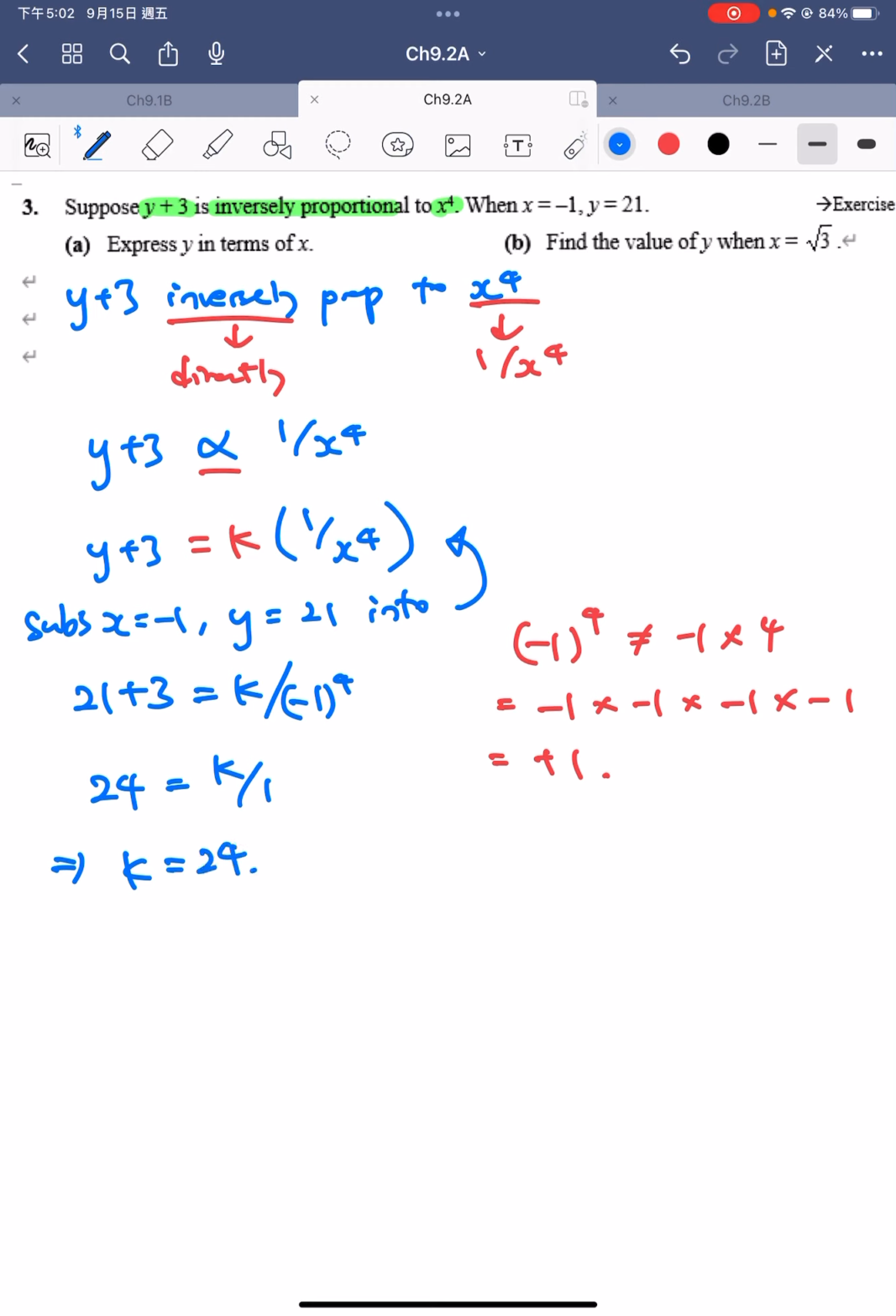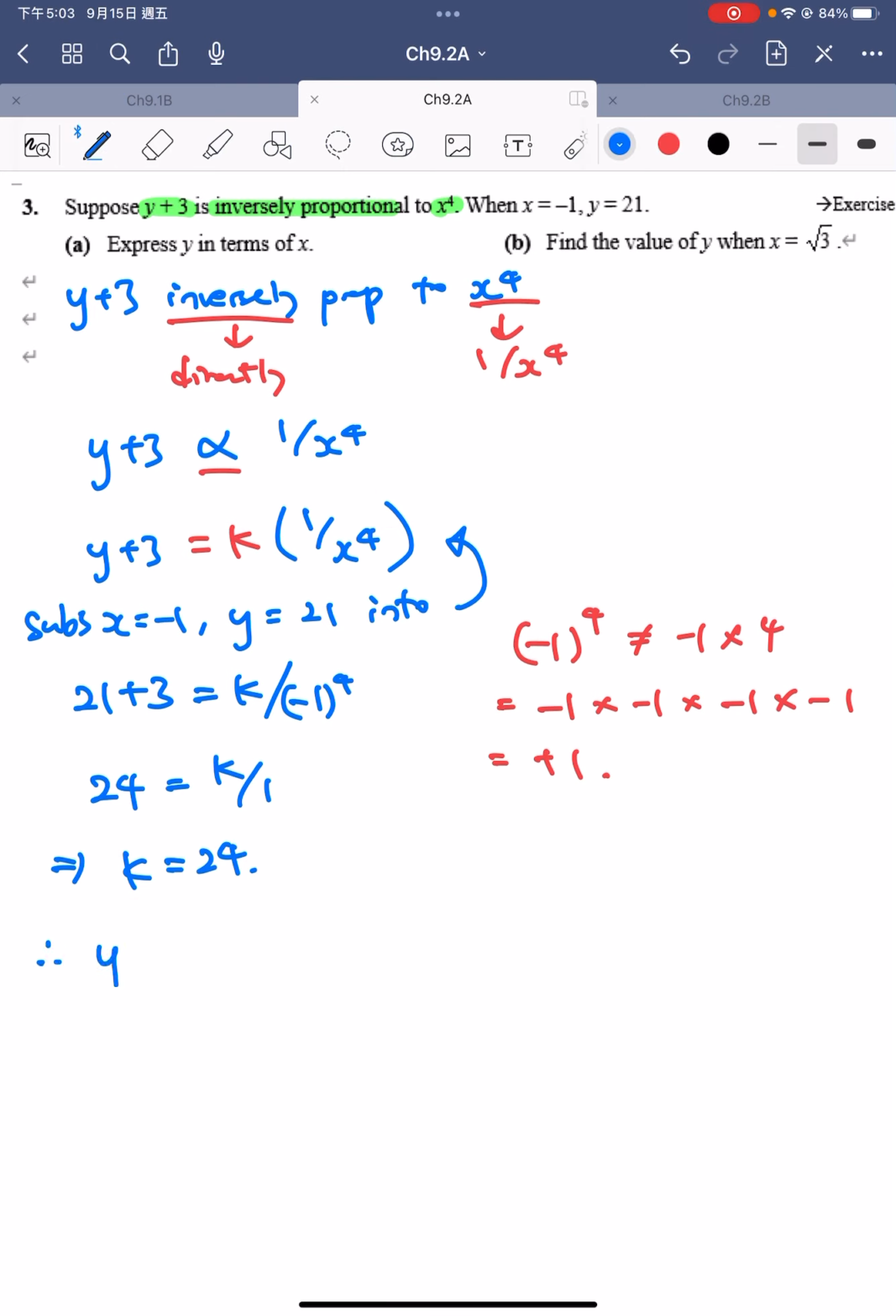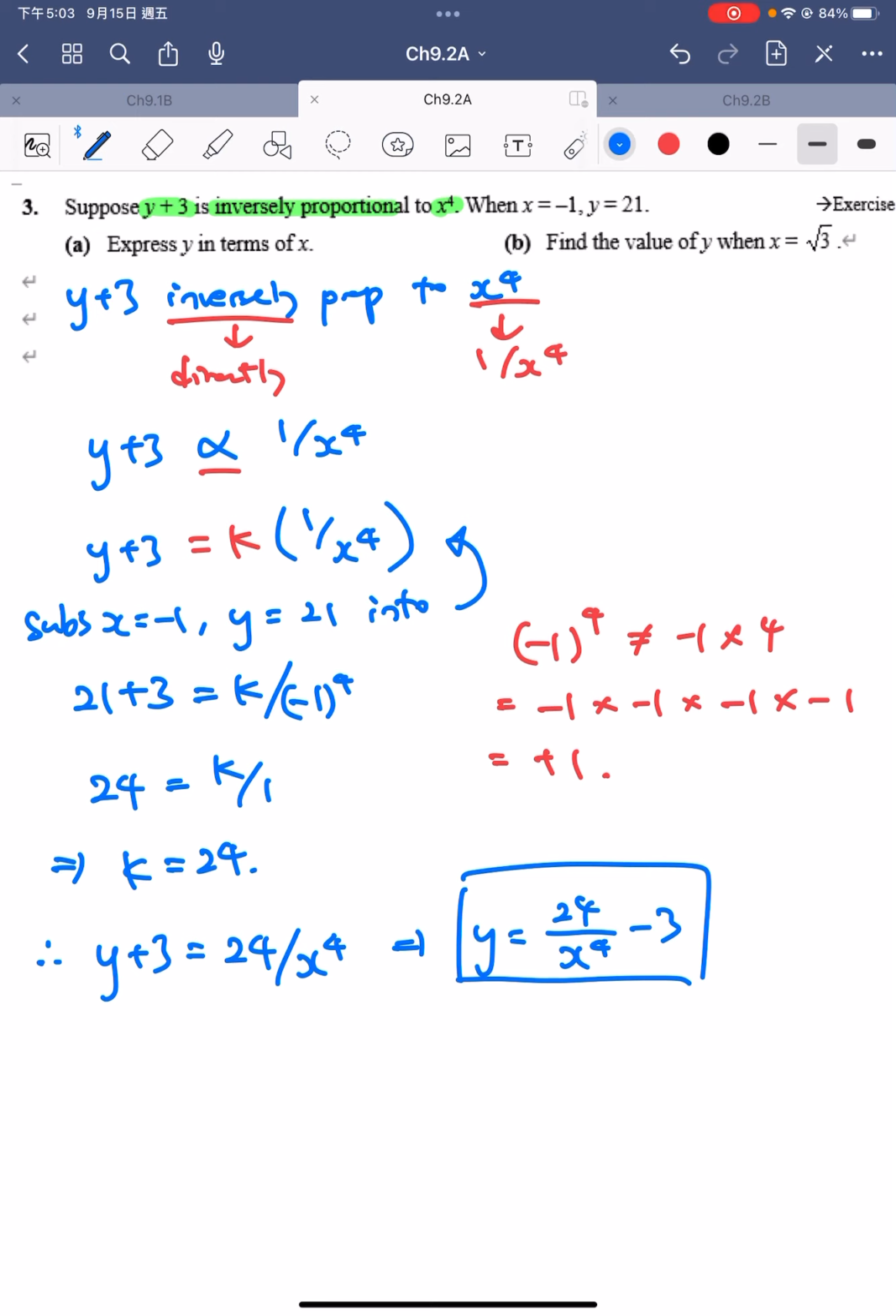So now this is not our final answer, as the question is not asking for the variation constant. What we need is to express y in terms of x. So now we need to put our k back into this formula. Then our formula is y plus 3 is equal to 24 divided by x to the power of 4. Then we rearrange the plus 3 to the right hand side. Then we have y is equal to 24 over x to the power of 4 minus 3. So that's our final relation between y and x. So that's for question A.